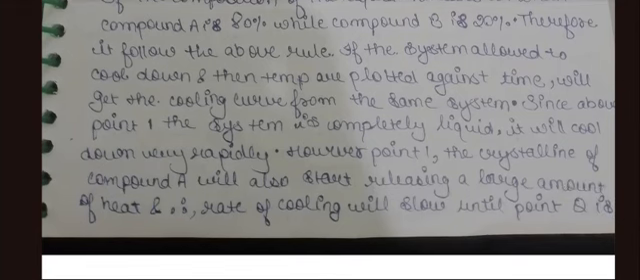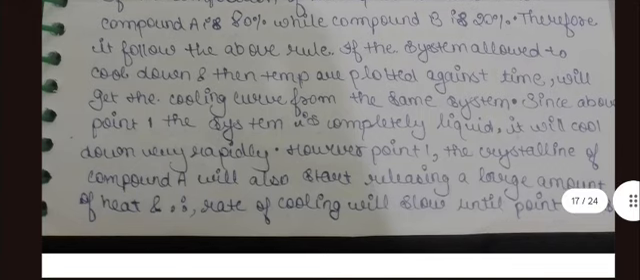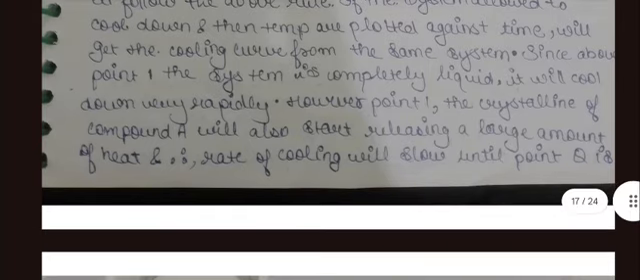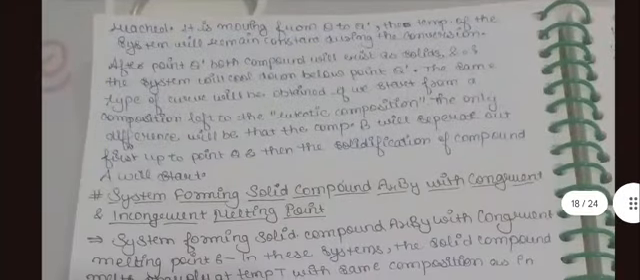If the system is allowed to cool down and the temperature is plotted against time, we will get the cooling curve. For the same system, since above point 1 the system is completely liquid, it will cool down very rapidly. However, at point 1 the crystallization of compound A will start, releasing a large amount of heat, and therefore the rate of cooling will slow until point Q is reached. It is moving from Q to Q'. The temperature of the system will remain constant during the conversion.